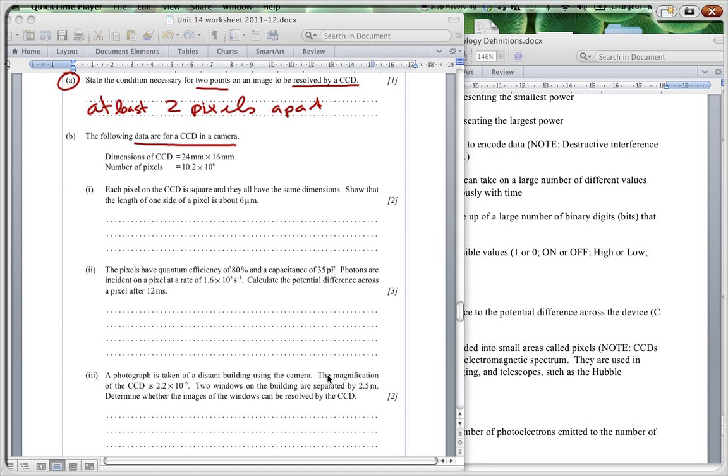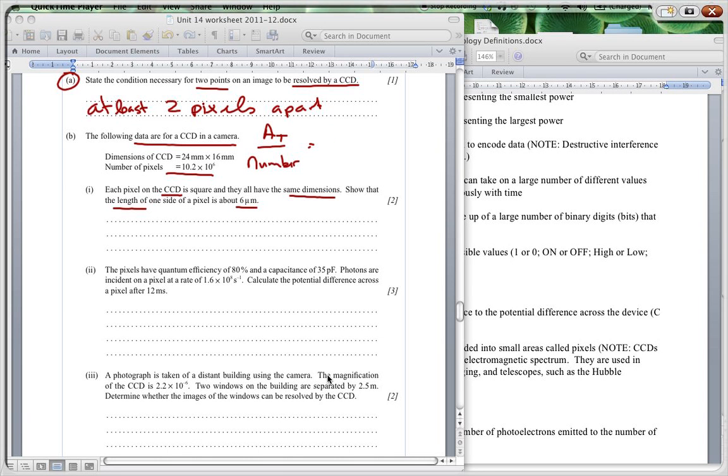The dimensions of the CCD are 24 millimeters times 16 millimeters, and the number of pixels is equal to that. So it says each pixel on a CCD is a square and they have the same dimensions. Show that the length of one side of a pixel is 6 micrometers. Well, we can firstly work out the area of a pixel. And to do that, we'll get the dimensions, the total area, I'll call it a small t, divided by the number of pixels.